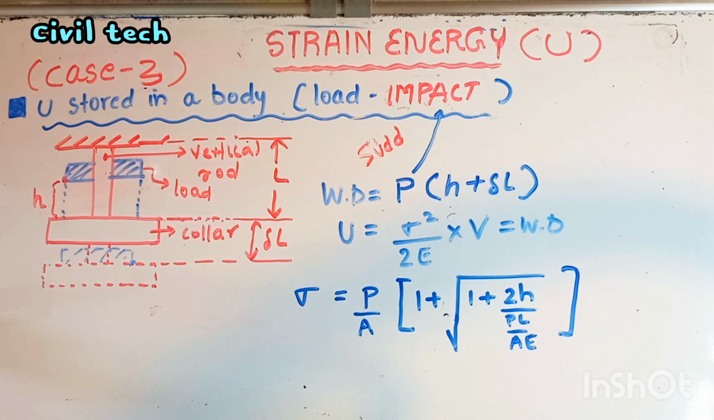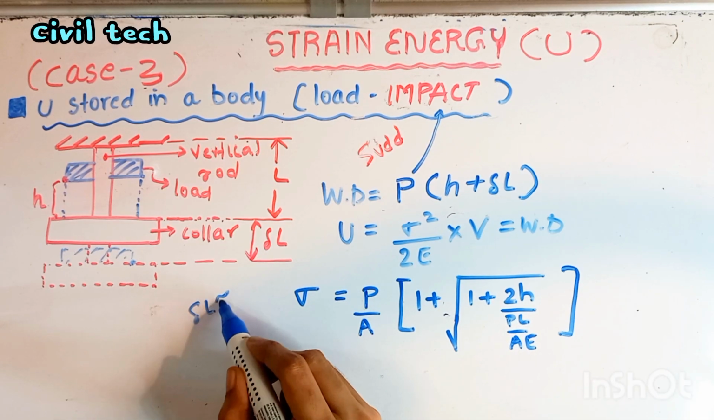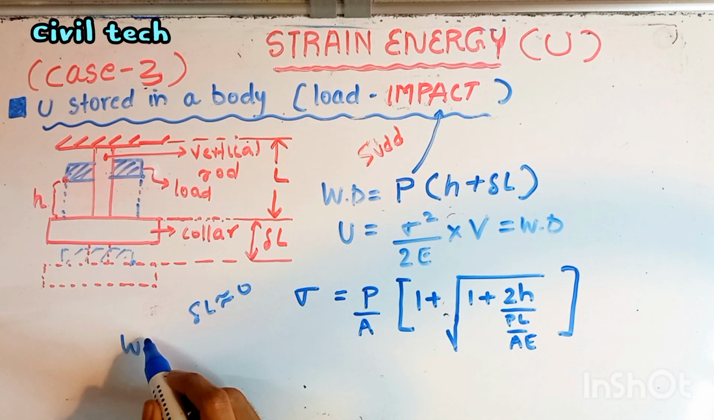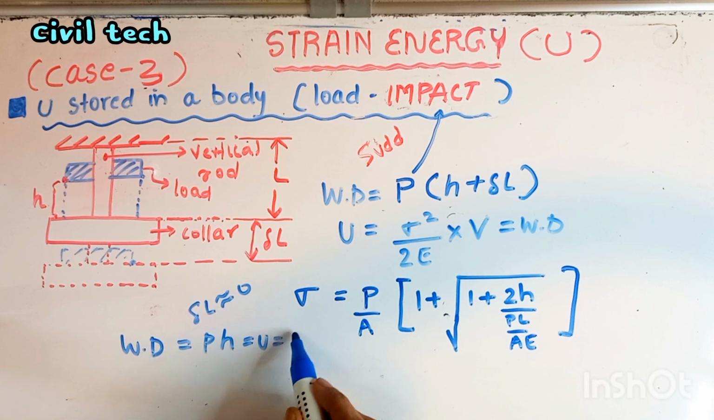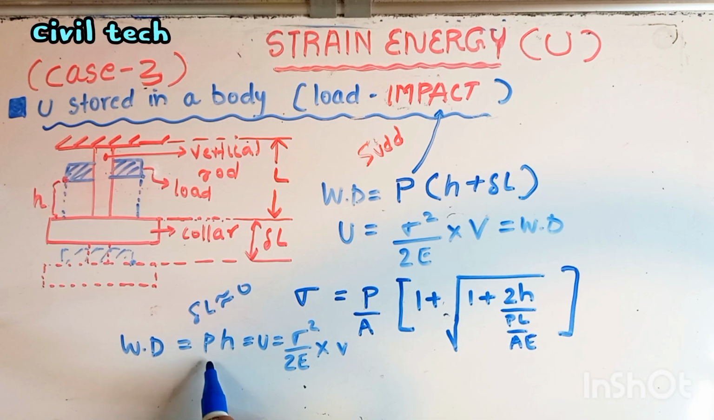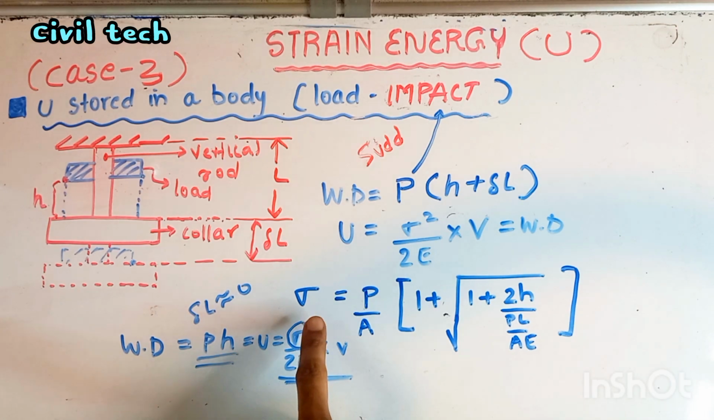Now suppose delta L is negligible and is 0, then the work done becomes P into H, which is equal to the strain energy, sigma square by 2E into V. When we equate this, P into H is equal to sigma square by 2E into V, and we can find the stress if delta L is negligible. So this is the stress due to impact load.